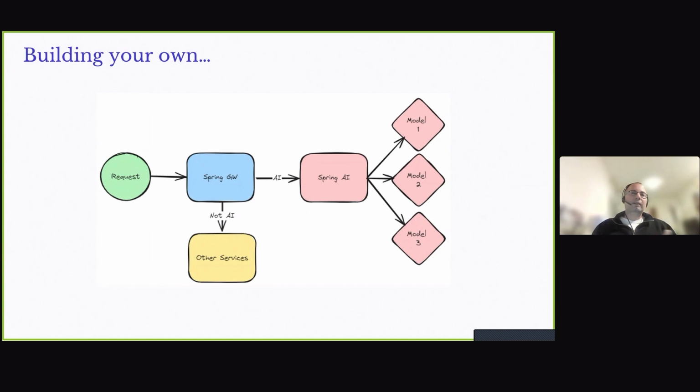And if it's not an AI request, it can go to the relevant service that's running on this application. In case of an AI-related request, we can pass it on to Spring AI that will do the actual RAG enrichment and choosing the model and every other processing that we discussed earlier, and of course returning the request. So this is something you can build fairly easy, of course, if you want to write code.